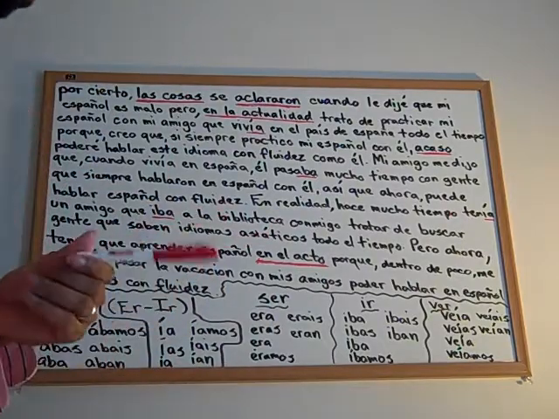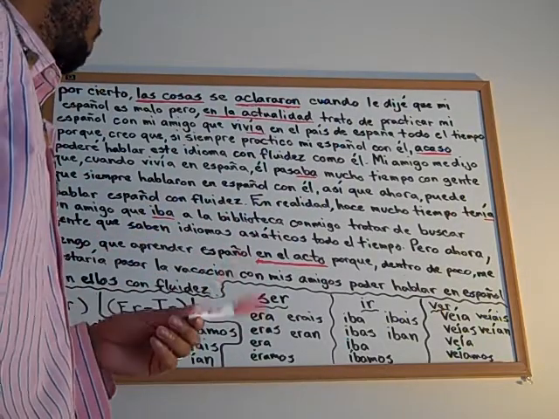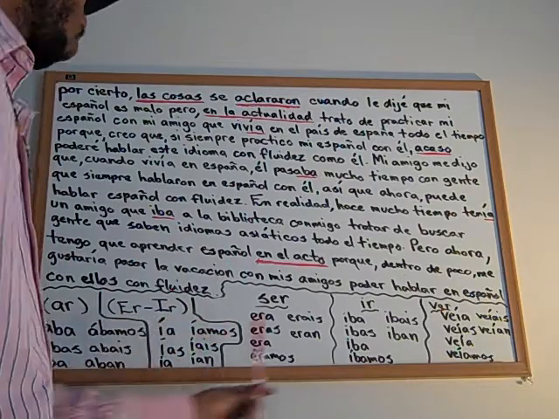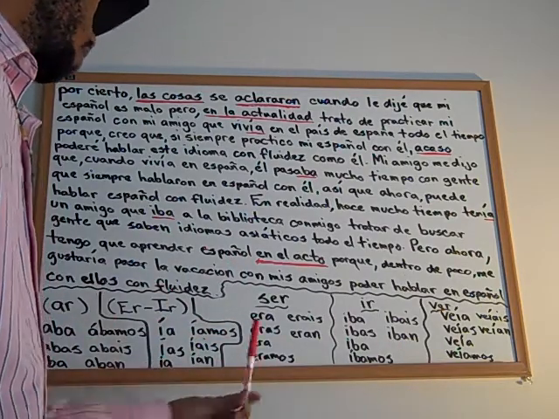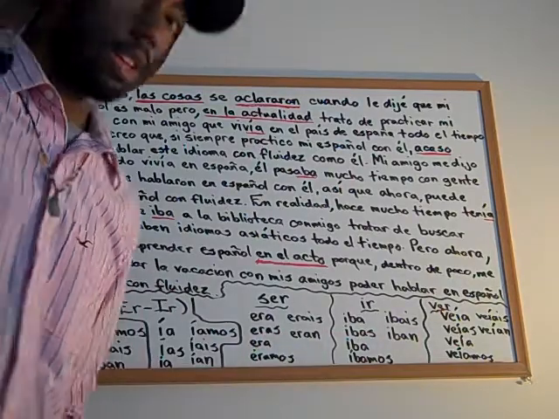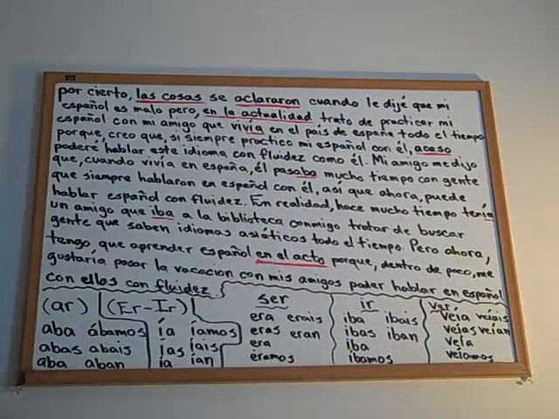All right. And let's see here. What else do I have here? So these are the charts here. Okay. So AR, ER, IR, and then you have your irregulars. Now I have something else I need to show you guys. Let me go grab a smaller board for you.